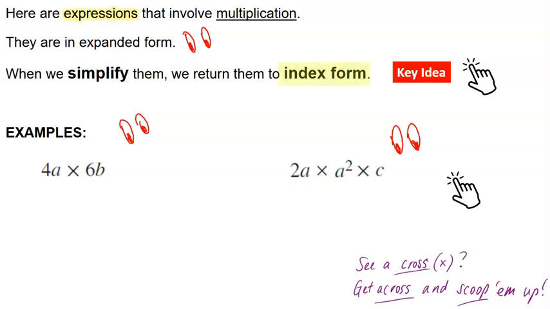In the first example, all I can do is simplify the numbers, because 4 times 6 is 24, and simplify the letters by writing them as AB. That's this expression simplified. In the next example, you can see base A has an index, and we're going to use a tip which involves our index finger. That's this one in the picture.